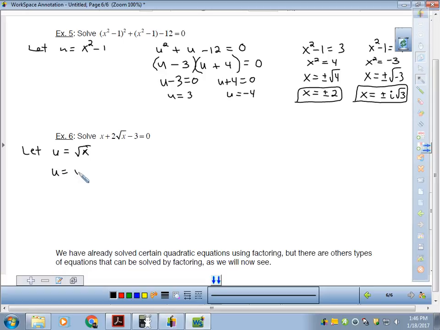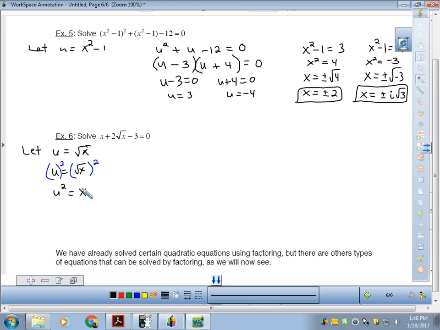I'm just going to rewrite it really quick. If I take that u and I square both sides. Well, here on the left side, u getting squared would be u squared. Here on the right-hand side, the square root and the square would just cancel out, and you would just have x. And so that means that if we let u equal the square root of x, anytime we see x by itself, that means we have just u squared.